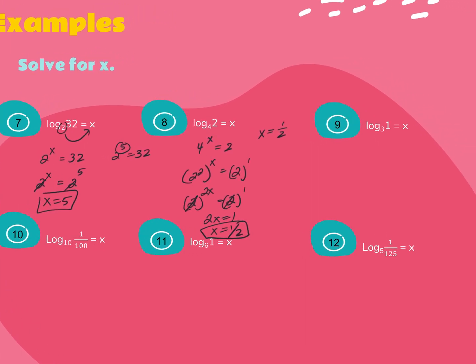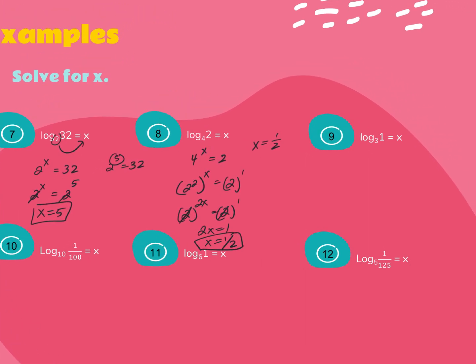Okay. Here, again, I have log base 3 of 1 equals x. So again, 3 to the x equals 1. And I know that means that x is 0. Remember that anytime you have a log with a base and the value there is 1, you know that the other side of the equation is 0.